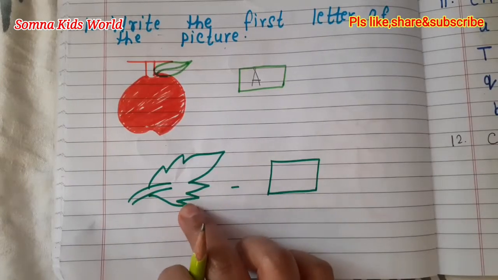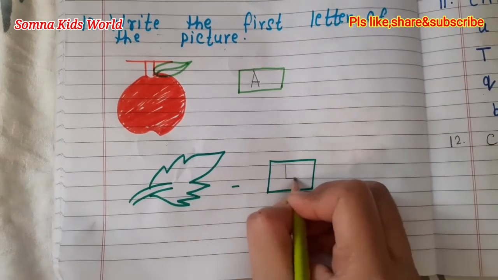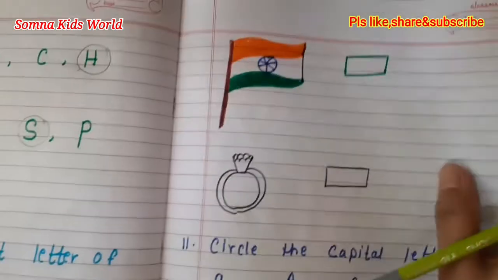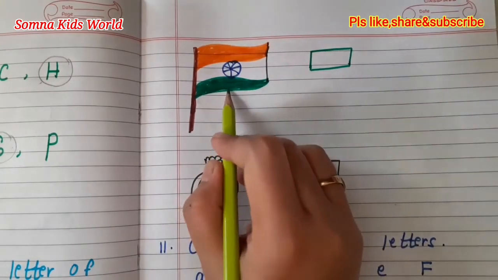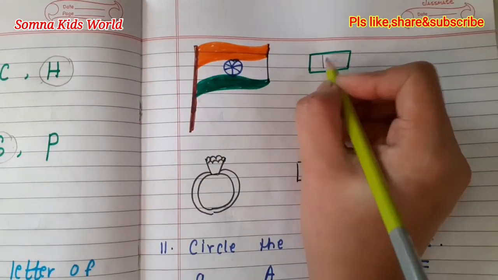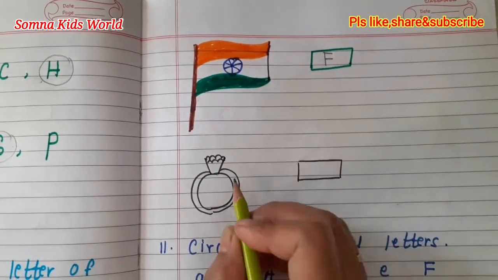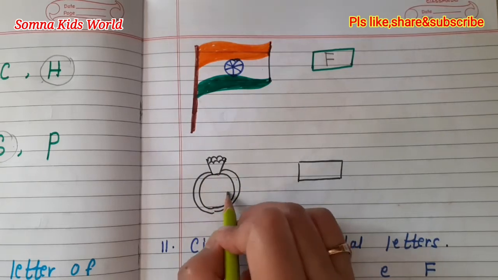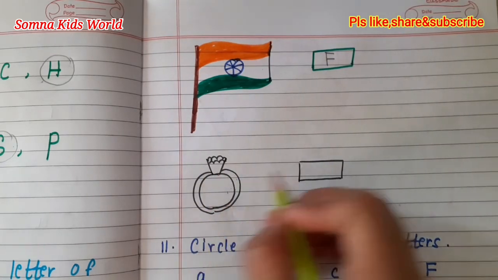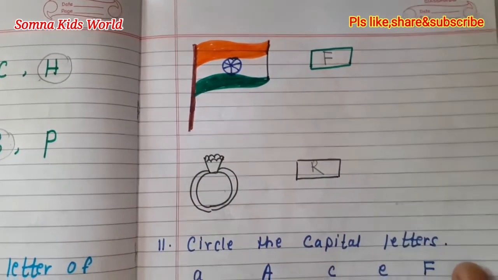Leaf. This is a picture of a leaf. L. Here this is a picture of a flag. So you have to write F. Ring. This is a picture of a ring. So ring starts with R. R.